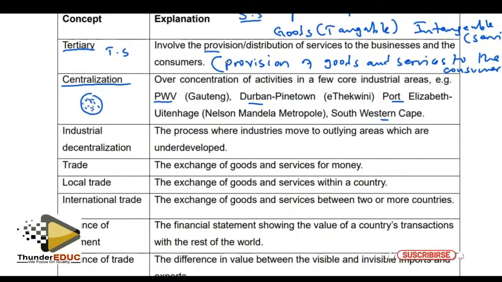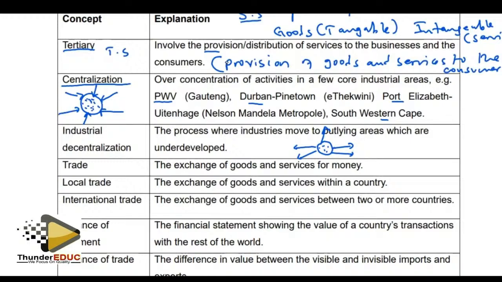Then decentralization, where industries move to outlying areas which are underdeveloped. Like we also showed, these could be core areas, and industries try to move out of these areas to the outlying areas. So centralization, industries are all moving to one core area. Then decentralization, industries move away from the core areas.